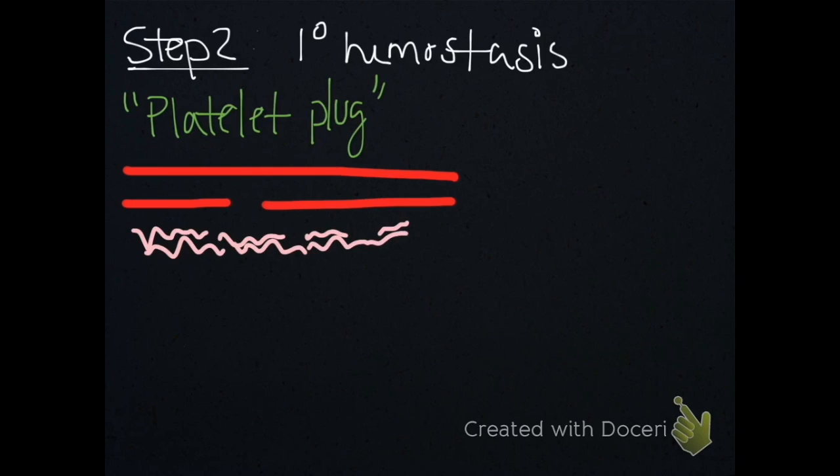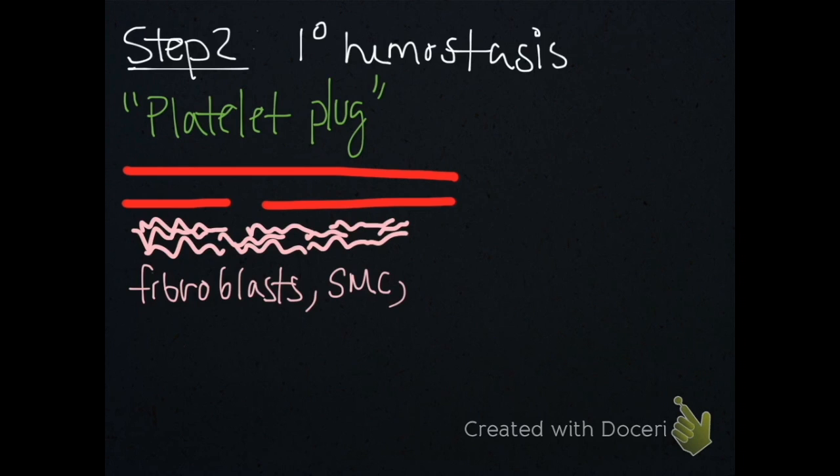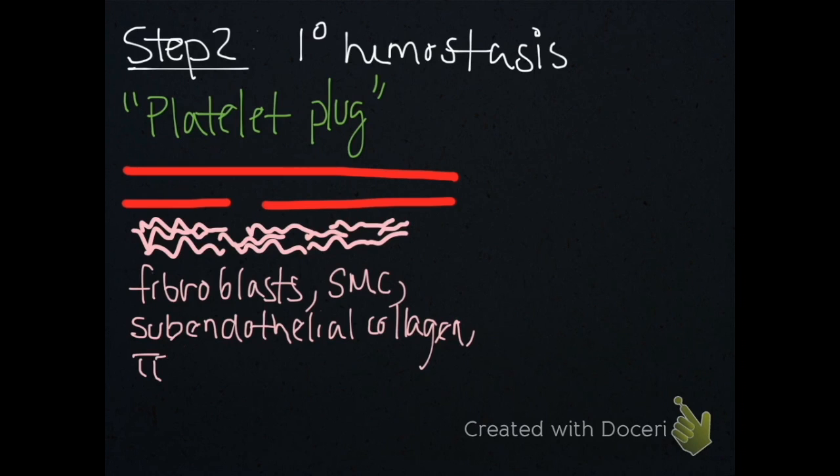So with regards to the formation of the platelet plug, essentially when the blood vessel is injured and vasoconstriction has occurred, we're exposed to this underlying milieu of things, which consists of fibroblasts, smooth muscle cells, here abbreviated as SMC, subendothelial collagen, and tissue factor. And also, one of the main components that will be exposed is the subendothelial von Willebrand factor.